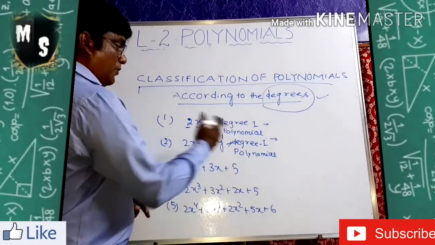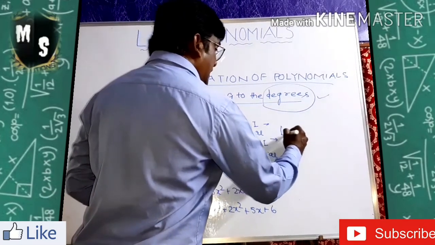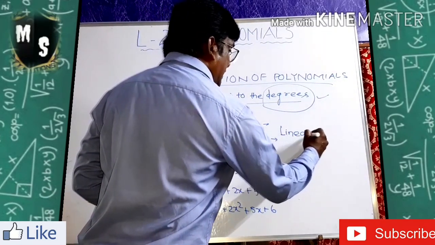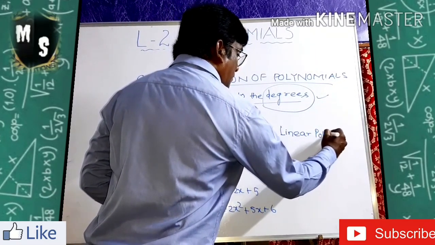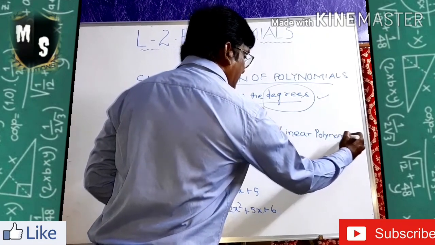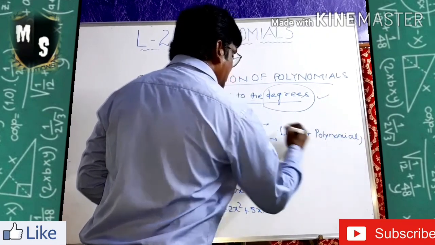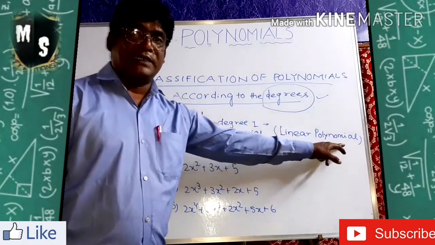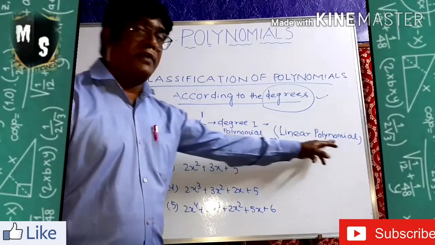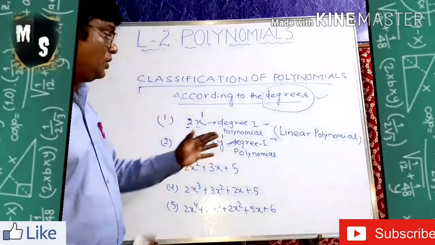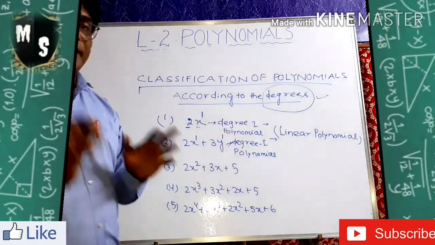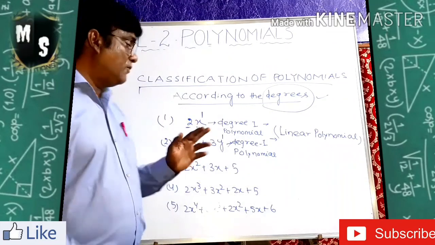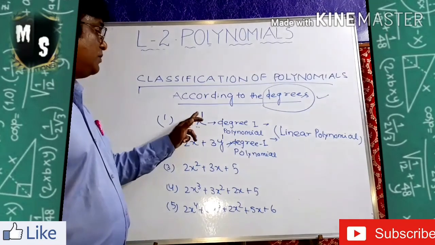So degree 1 polynomials are called linear polynomials. What is the name of them? Degree 1 polynomials are called linear polynomials. When I say linear polynomials, you have to think of a degree 1 polynomial. Degree of what? Degree of the variable. What is the variable here? x. So x to the power 1.